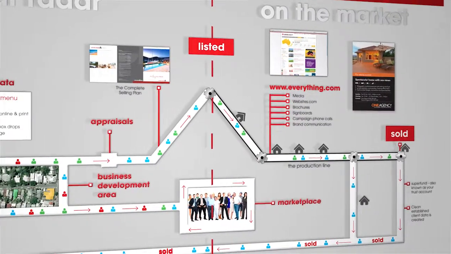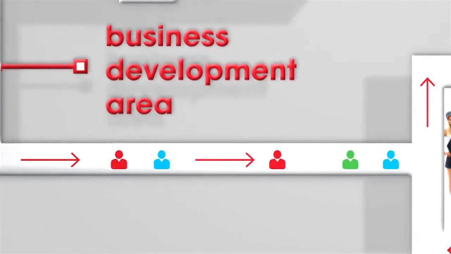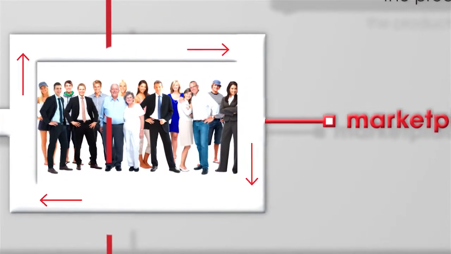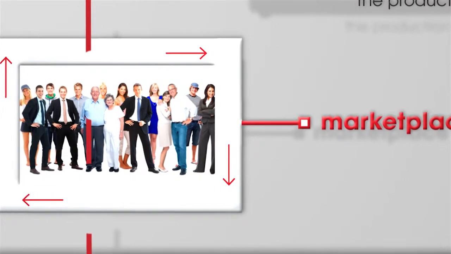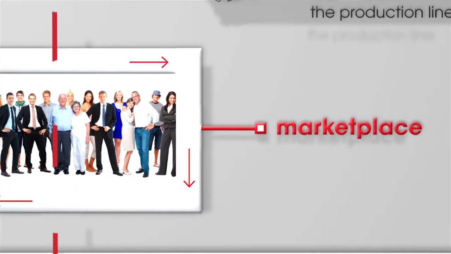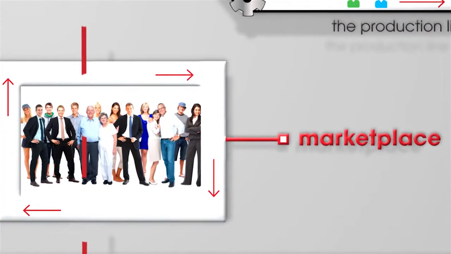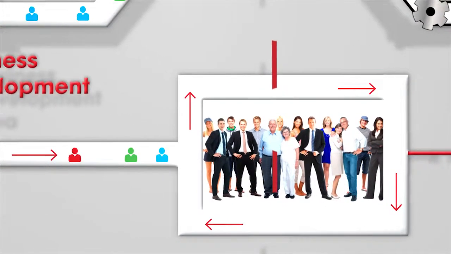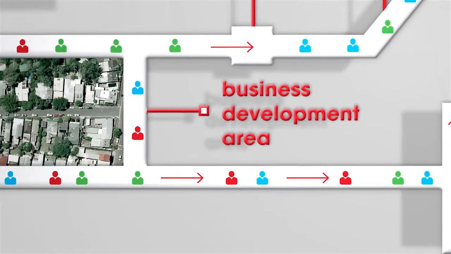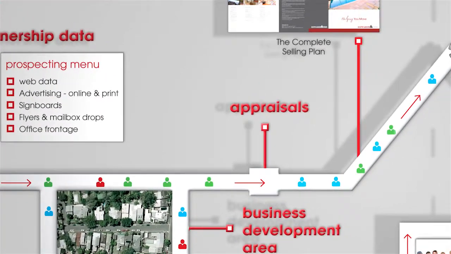So what does our consumer do? They go down the bottom pipeline into the marketplace and they have a look at their destination to see what is available that could be worth moving to. They may stay there for anywhere from 4 to 6 weeks. They then come back to the business development area, look at their options of what they could do next, which usually is we'll get an appraisal and see what it would take to move.